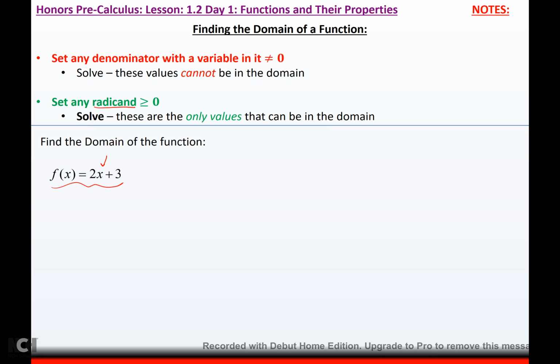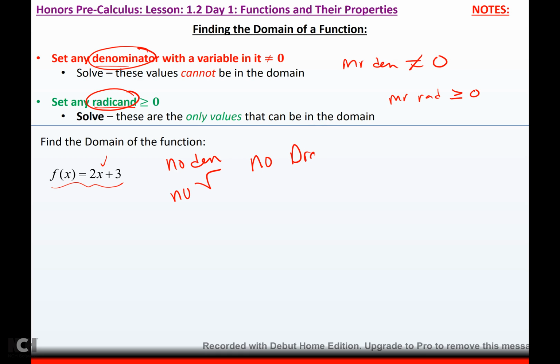Okay? And so what you do is you take your denominator and you say, Mr. Denominator, you may never equal 0. And to figure out what x's can't come to your party because of radicand issues, you say, Mr. Radicand, which is what's under the radical, you must stay greater than or equal to 0. Okay? So, finding the domain of this function. Are there any denominators? No denominators. Are there any radicals? No radicals. Then there's no drama. No drama means your domain is all real numbers.